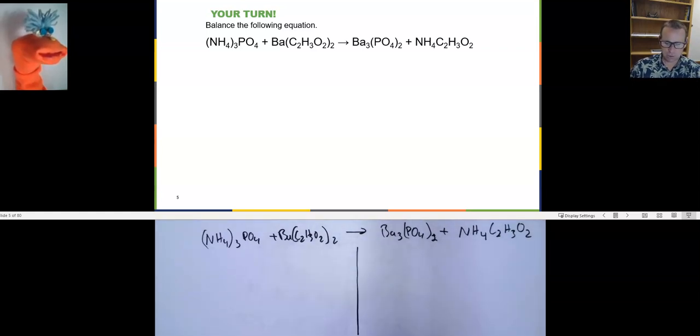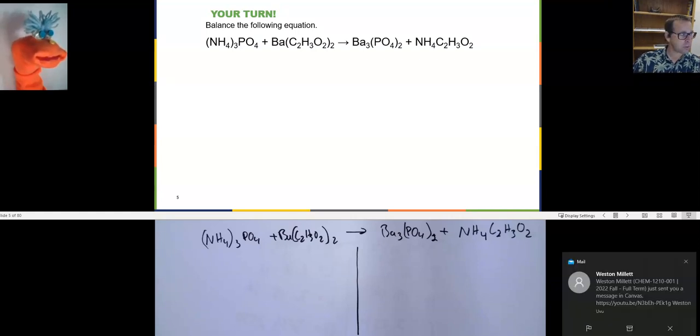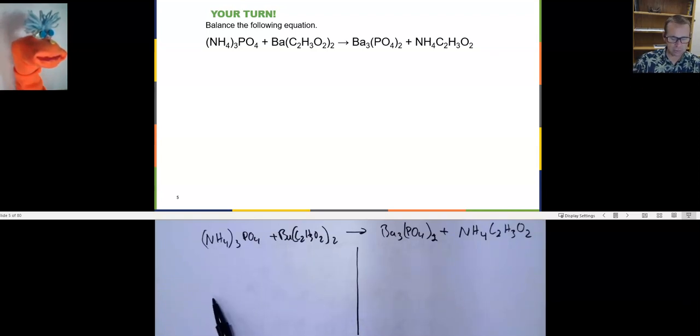All right, so we have our equation, and then we're going to write the different kinds of elements here on the left and on the right. Now, I'm going to let you try this one on your own, but I'm going to give you one hint before you go off and try it. The hint is that instead of working with the elements here, nitrogen, hydrogen, phosphorus, oxygen, barium, carbon, okay? Instead of working with the elements, if we look at the groups of ions and work with those groups, that will facilitate things a lot for us.